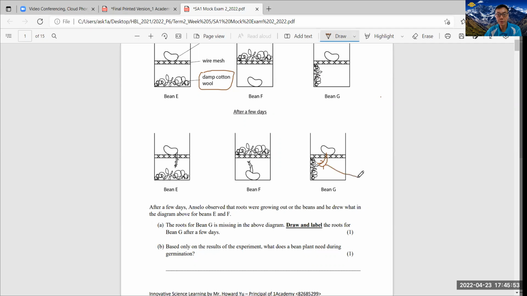So just put an arrow and label the roots. Okay, this part. Just label the roots.